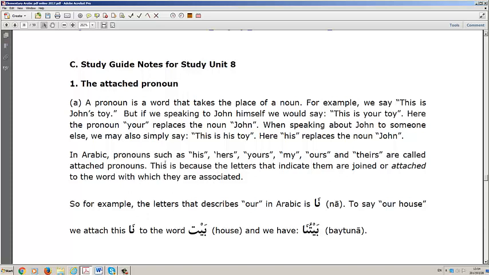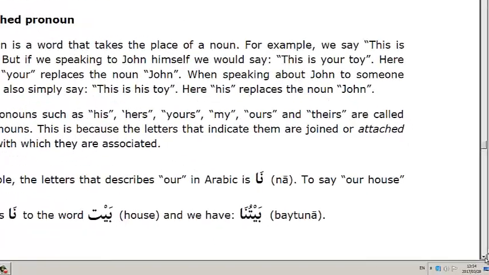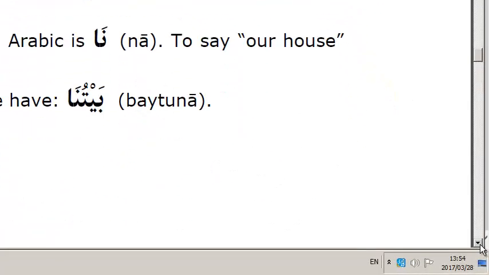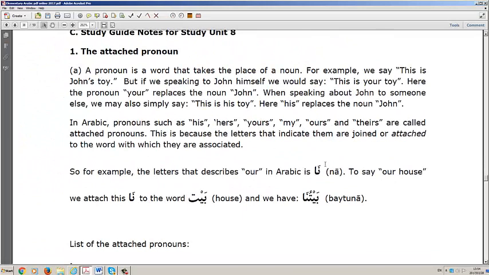So in Arabic, these his, hers, and so on are called attached pronouns. Now, there are certain endings that describe attached pronouns in Arabic.